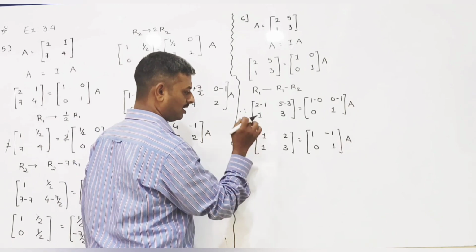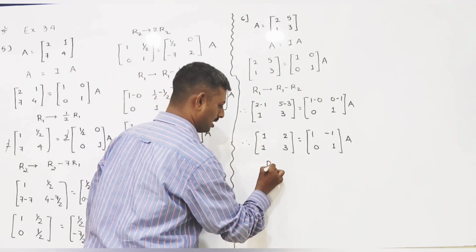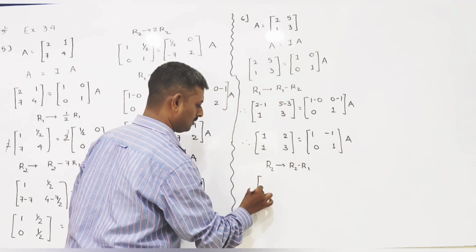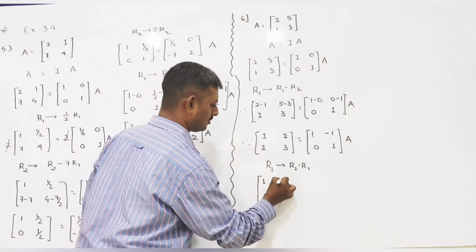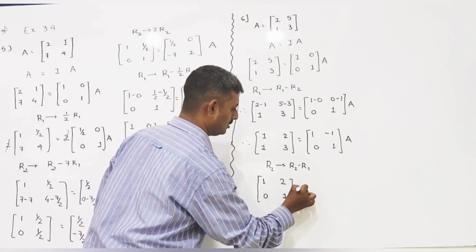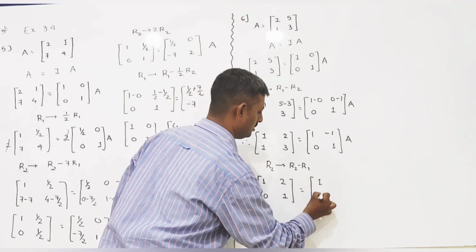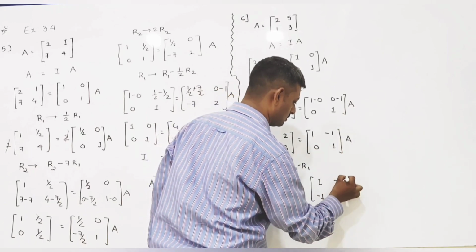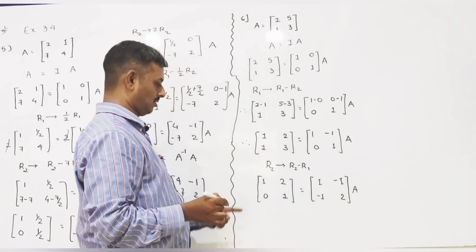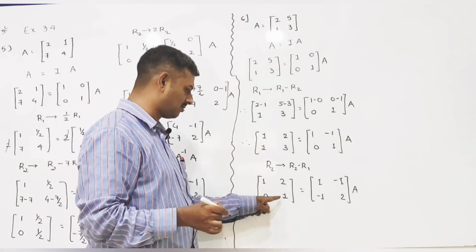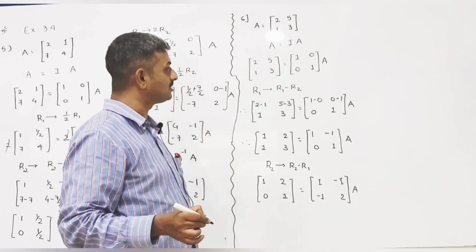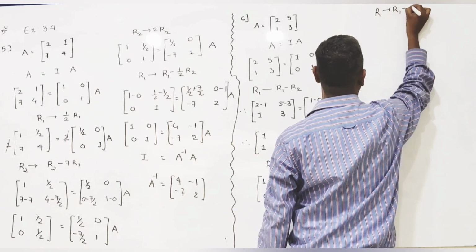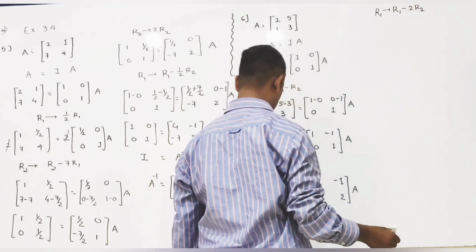Now I want here 0. So what I am going to do, R2 minus R1. So here 1 0, 2 1 is equal to 1 minus 1, minus 1. So this becomes 2 into A. 1 is there, 0 is there. Now 1 is also there. Now I want 0. So what I am going to do, on row 1 minus 2 R2.